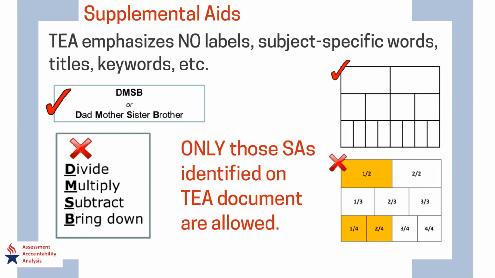Next, we look at supplemental aids. TEA has revised the guidance presentation on allowable supplemental aids, and this frame shows two examples from that presentation: a mnemonic device and a fractions chart. Both examples shown here illustrate the main characteristic of allowable supplemental aids. They should include nothing explicit related to the academic content. TEA's philosophy is that there is a line between support and advantage, and labels, keywords, highlighting, etc. cross that line.